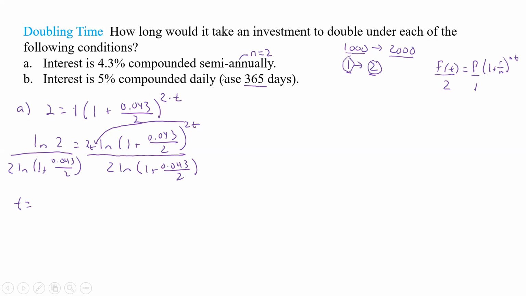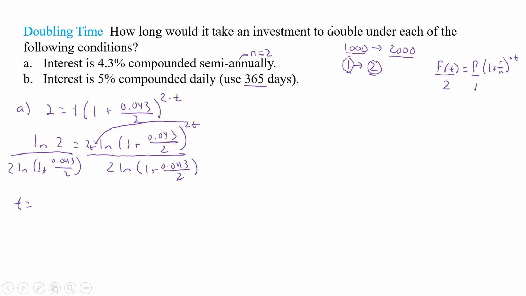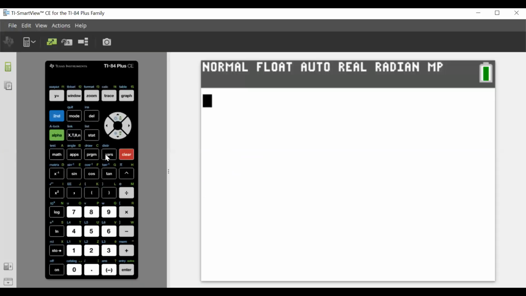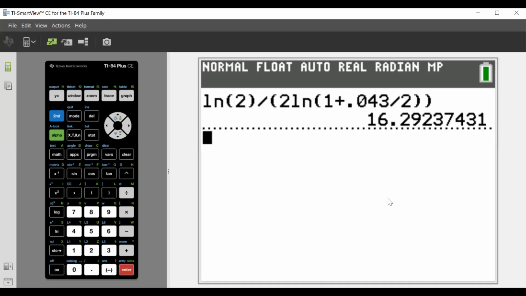Remember, with semi-annual compounding we're going to have a similar issue as before, because we have to think about what we actually get at the very end. Let's plug this into our calculator and clear that out. We take the ln of 2 divided by, and then 2 times the ln of 1 plus 0.043 divided by 2, with double parentheses. That should give us our value. We get 16.29 years.